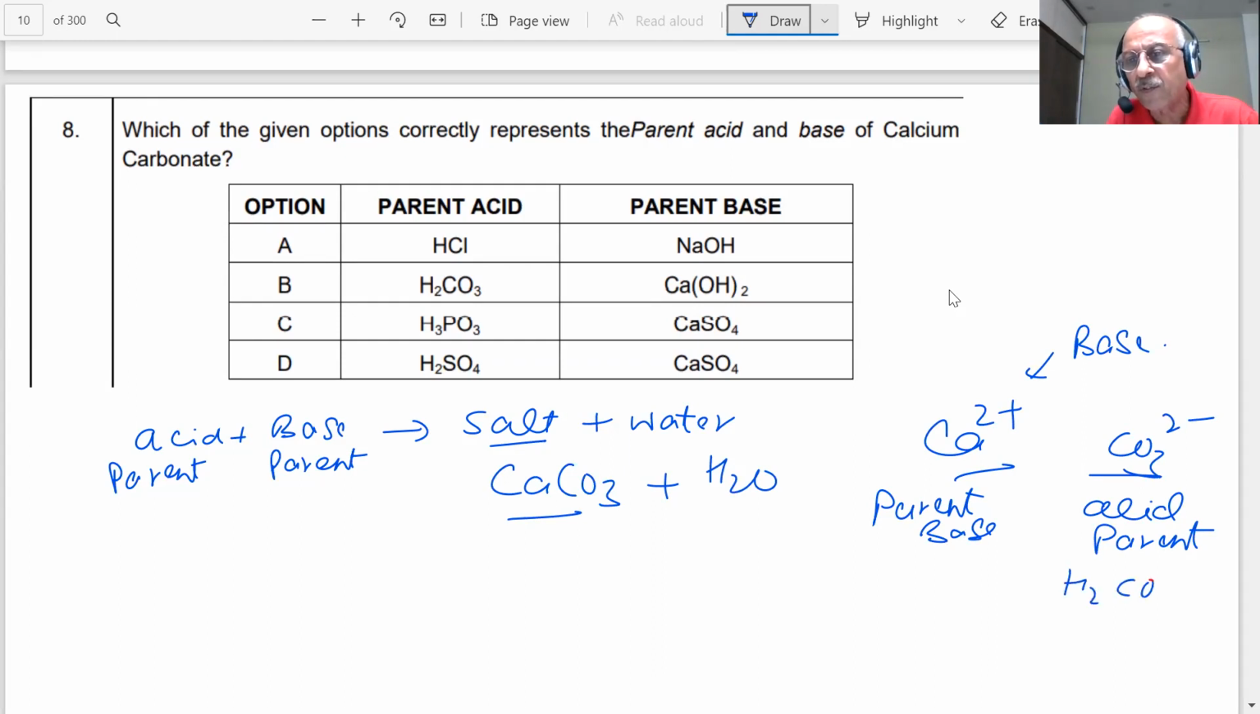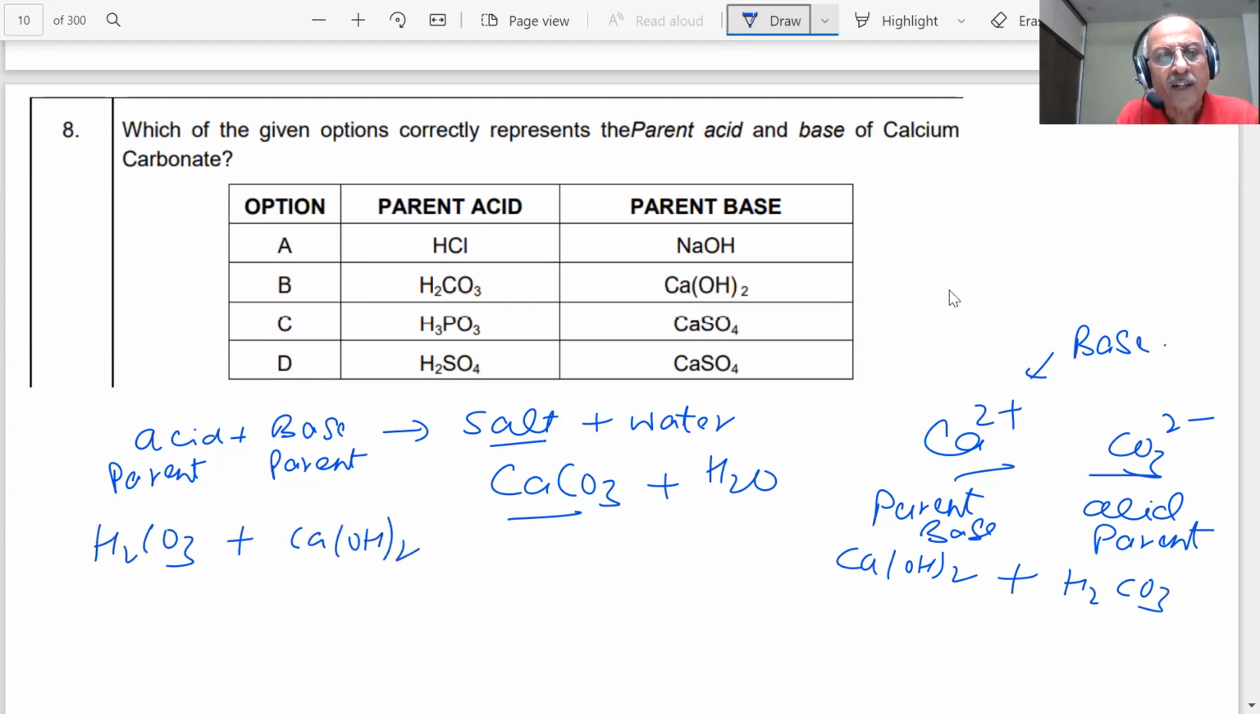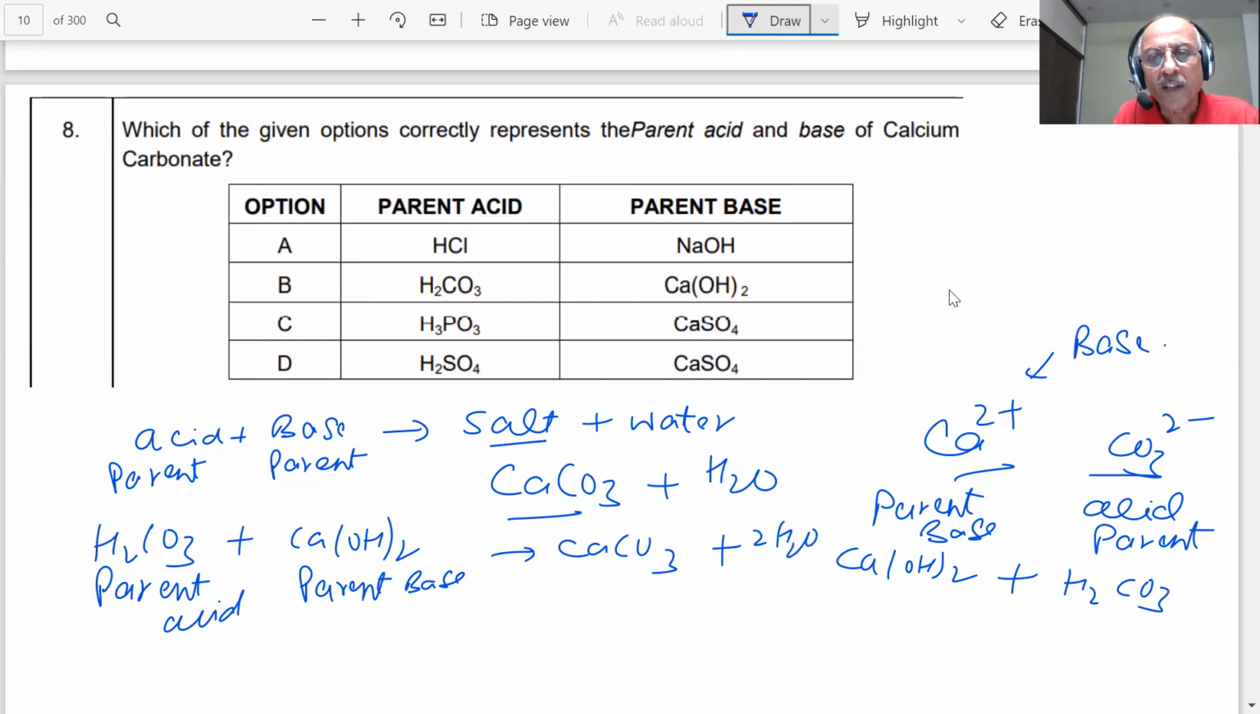If this is my H2CO3, this is my parent acid, and if this calcium hydroxide is my parent base, then what will they form? We already know H2CO3 will react with calcium hydroxide. This is my parent base, and this is my parent acid. What will be the result? You will get the formation of CaCO3, and you will get 2H2O. Okay, that is what was required, a base of calcium carbonate.